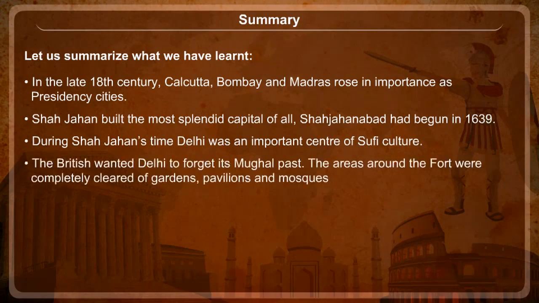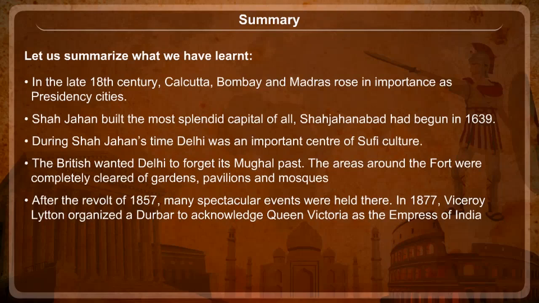The British wanted Delhi to forget its Mughal past. The areas around the fort were completely cleared of gardens, pavilions and mosques. After the revolt of 1857, many spectacular events were held there. In 1877, Viceroy Lytton organized a darbar to acknowledge Queen Victoria as the Empress of India.